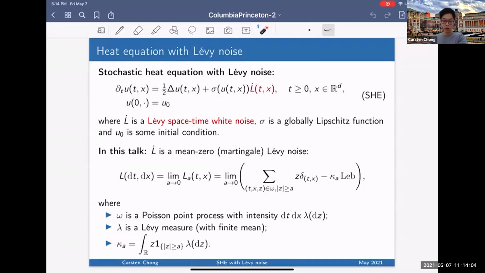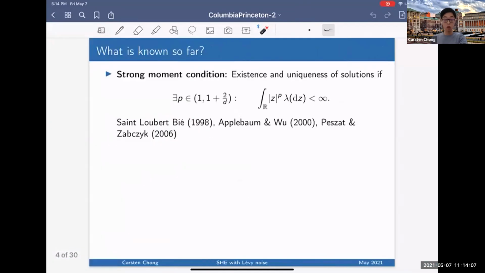Before I present the results of this work, I would like to give you a short history on this equation, what results are known so far. The first papers that considered the heat equation with Lévy noise were published around 1998, I would say. What they were able to prove is existence and uniqueness of solutions under a strong moment condition. So what is a strong moment condition? The assumption is that you have an exponent p between 1 and 1 plus 2 over d, such that the Lévy measure integrates z to the p.